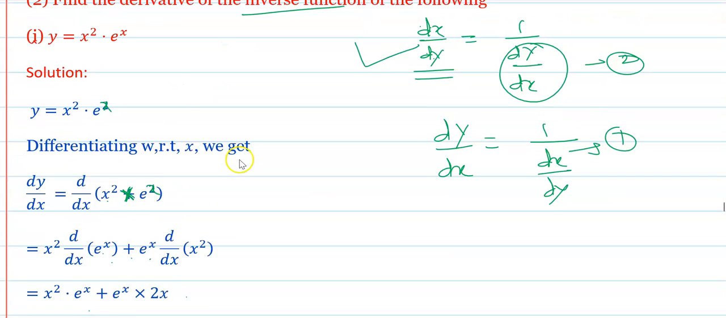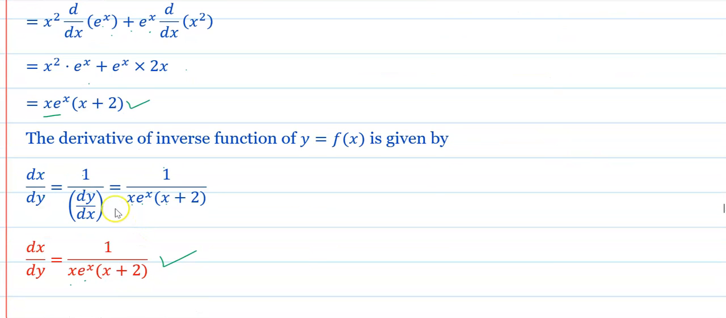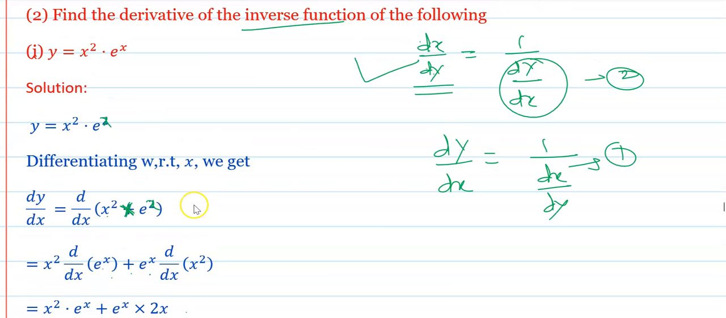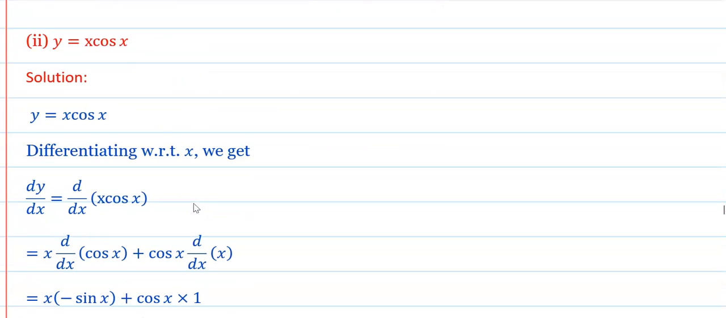Now the next problem बघू शकताय तुम्ही. हा e raised to x आहे. Product rule apply करणार, dy by dx मिळणार तुम्हाला. dx upon dy is equals to 1 upon dy by dx. Write the value, you will get the answer. Next problem, y is equals to x cos x. No problem. Direct differentiate with respect to x. Again apply the product rule.